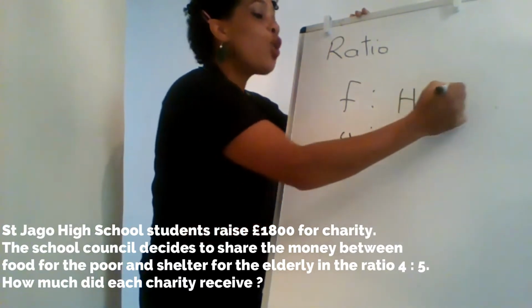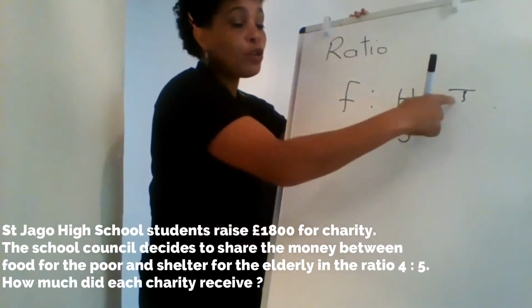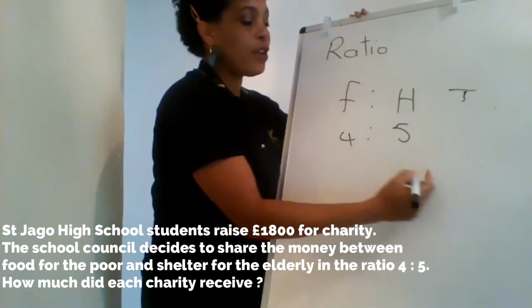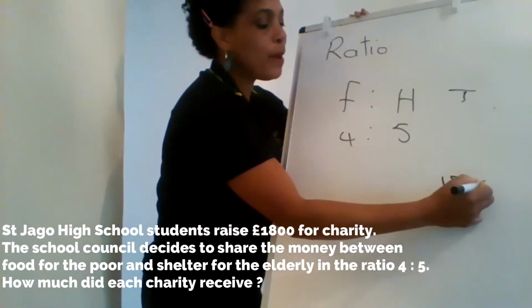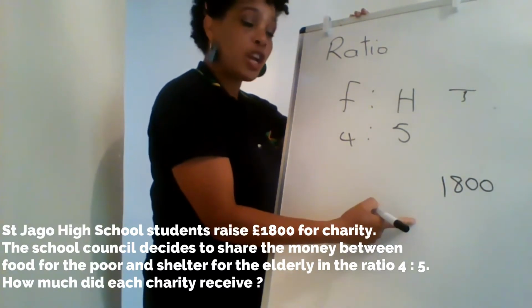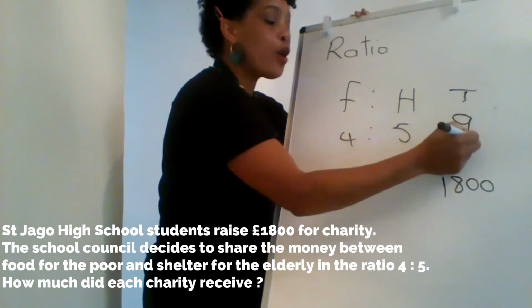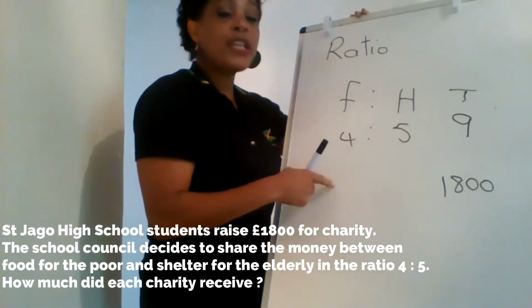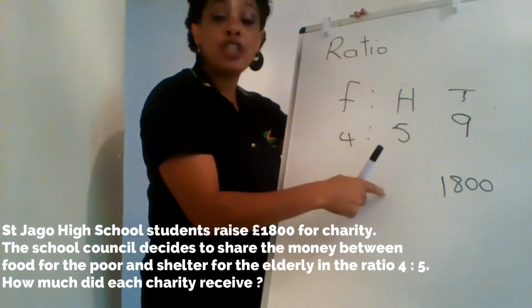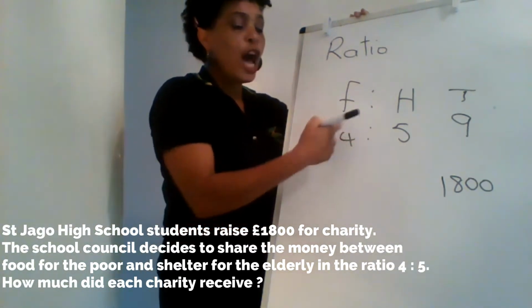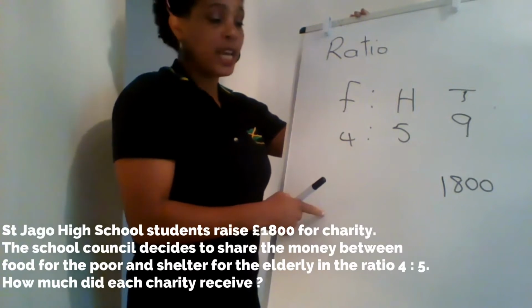Now we're given the total amount of money. So I'm going to write T there for total. The total amount of money that we're given is £1,800. That's what's going to be shared. And we know that it's going to be shared into 9 parts. One charity is going to get 4 parts and the other charity is going to get 5 parts. So the question is, how much does each of these charities get?